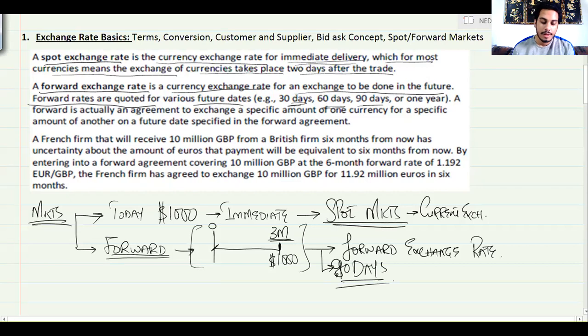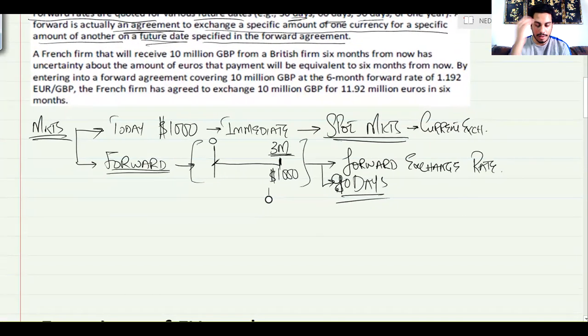90 days. A forward is actually an agreement to exchange a specific amount of one currency for a specific amount of another on a future date specified in the forward agreement. So it's basically an agreement. Let me give you another example of a forward.